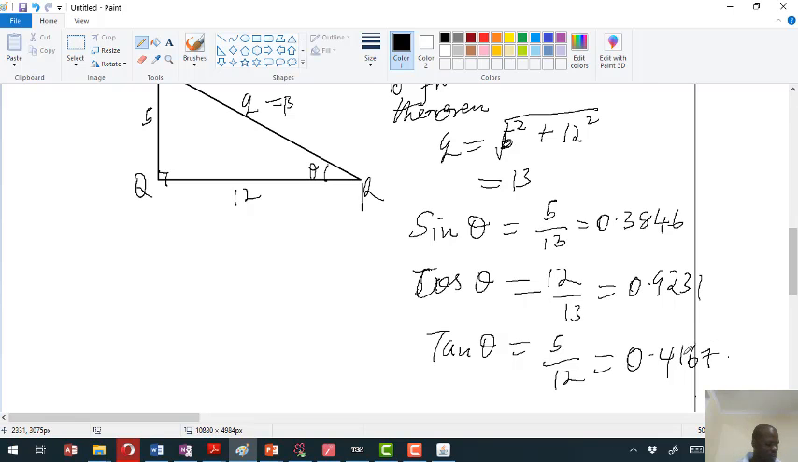Good. So we need to learn how to get this theta. This value here is just the sine of theta. But what about theta? What is theta? Same as this one here, it's just the cosine of theta. What about theta? We need to find that. Then same as this one here, this value 0.4167 is also the tangent of theta. But what about the value of theta?